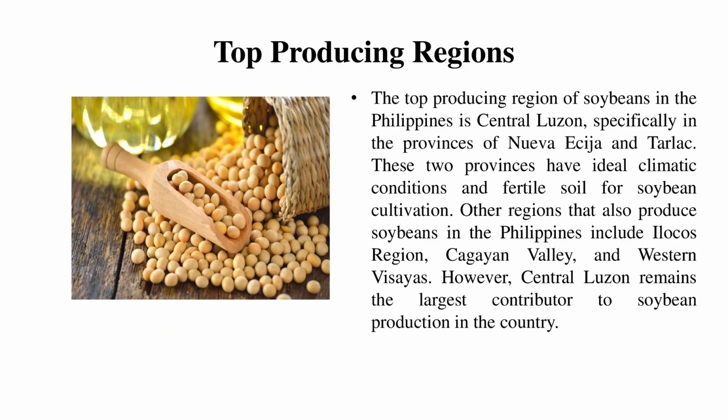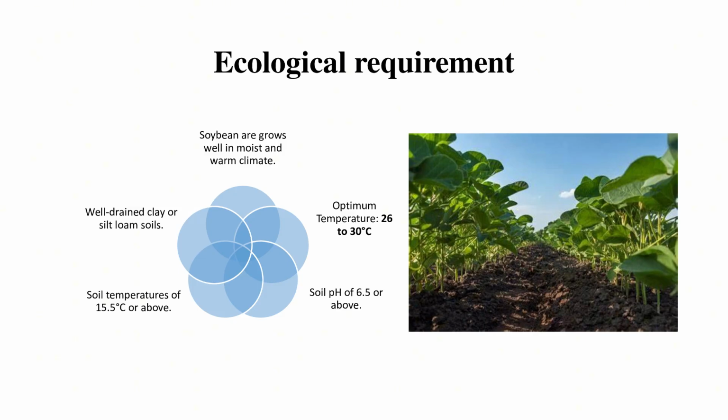The ecological requirements for soybean: soybeans grow well in a moist and warm climate, while the optimum temperature ranges from 26 to 30 degrees Celsius and the soil pH is 6.5 or above. The soil temperature should be 15.5 degrees Celsius or above, and the soil should be well-drained clay or silt loam.